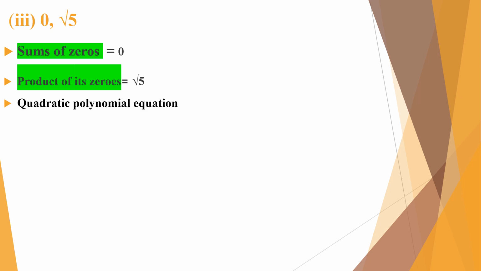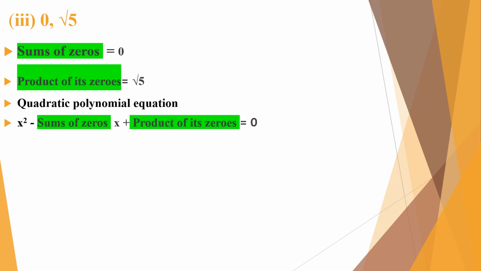0 comma root 5. So what is the sum of its zeros here? 0. Product of its zeros is root 5. So substituting in the quadratic polynomial equation. What is the quadratic polynomial equation? x square minus sum of its zeros into x plus product of its zeros, which is equal to 0. Instead of sum of its zeros, we are going to substitute 0. Product of its zeros, it is root 5.